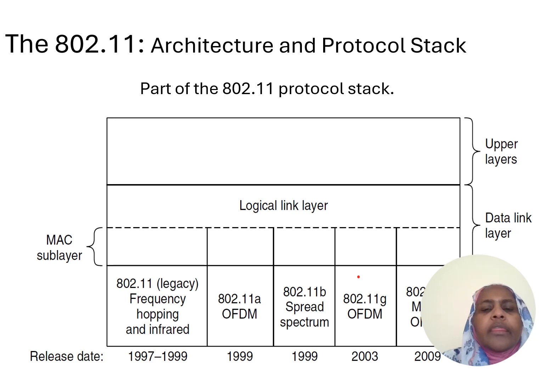The architecture and the protocol stack for the IEEE 802.11. In the physical layer, we can see that it has evolved through the years. First was 802.11, the legacy with frequency hopping or infrared. Then came 802.11a with orthogonal frequency division multiplexing. After that, 802.11b with the spread spectrum. Then again back to OFDM, and last is MIMO OFDM.